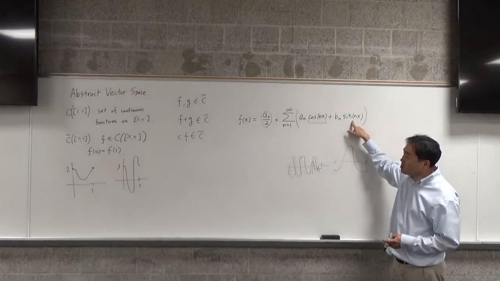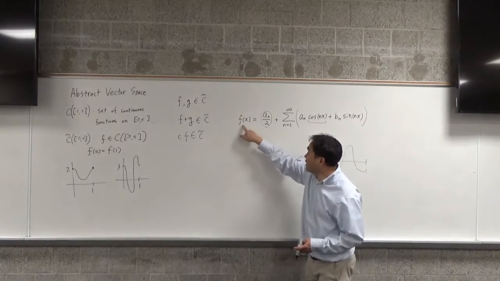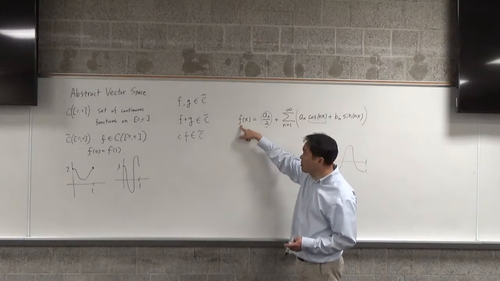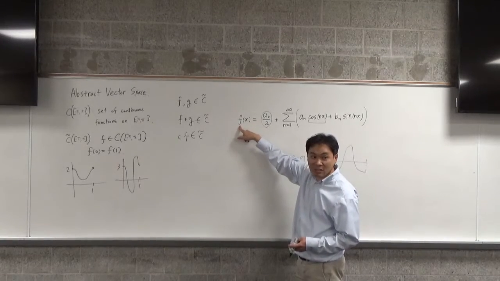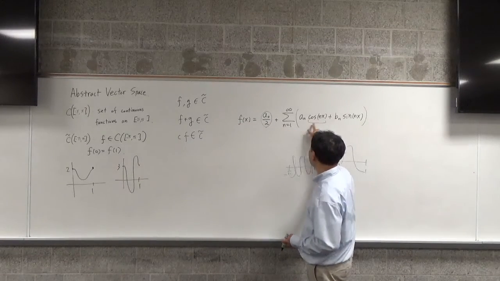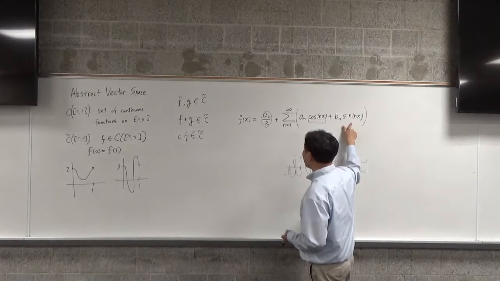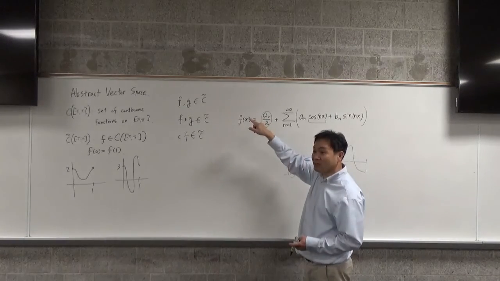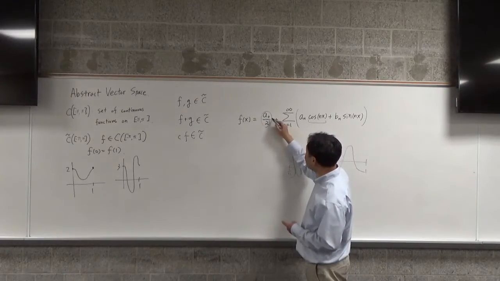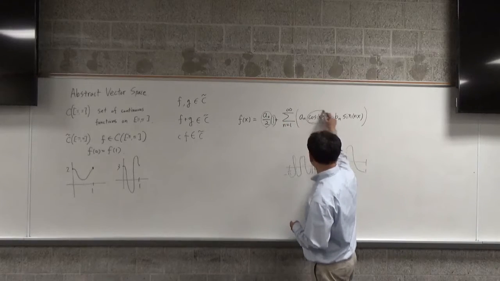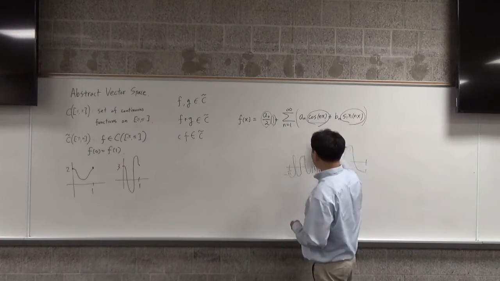And what did you do here? You've made any periodic function from negative pi to pi that's continuous as an infinite sum of elements in that space. So you can think of this as 1, cosine nx and sine nx.